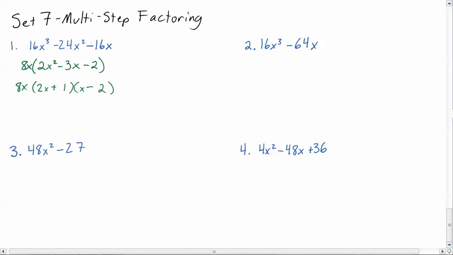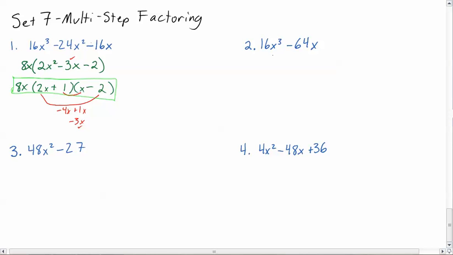And of course, we're going to check it because that's how we make sure that we've done it right. 2 times negative 2 is negative 4x. 1 times x is plus 1x. And it just so happens that those add together to give me negative 3x, which is what it was supposed to give me. And so therefore, I will box this as my final answer. So yes, there are three pieces. There's an 8x, a 2x plus 1, and an x minus 2. And that's that. Let's go ahead and look at number 2.